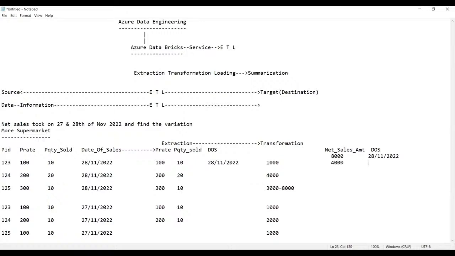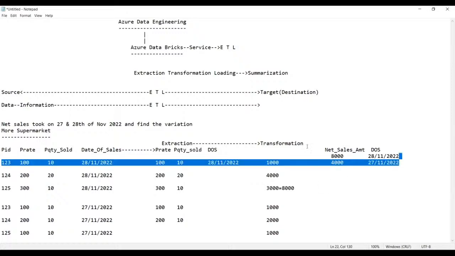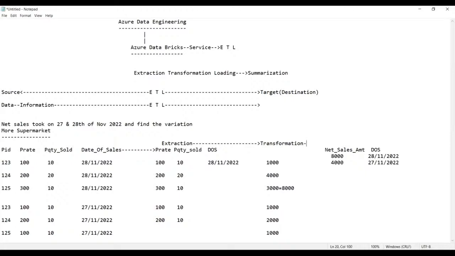And the date of sales is what? 27/11/2022. Now this is the final data. Once this is done, it is called a transformation. Now the transformation is done. Finally, what I will do is start the process of loading. Now loading will be done.